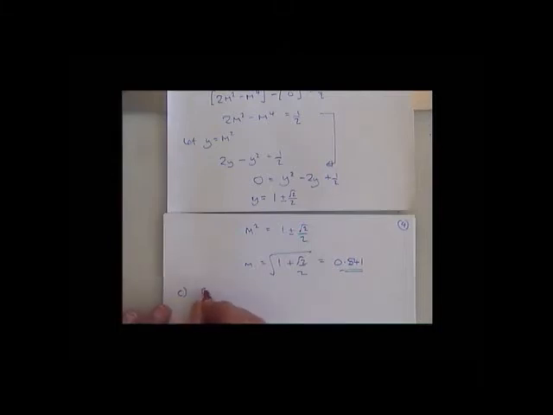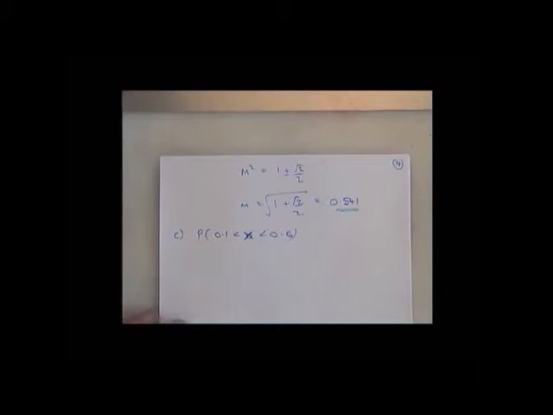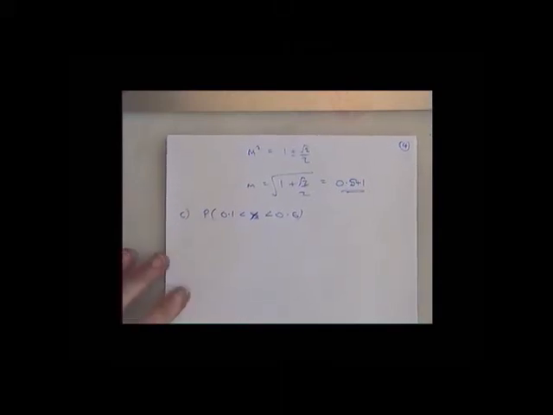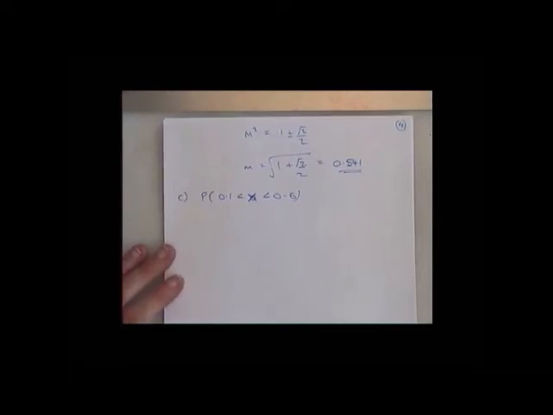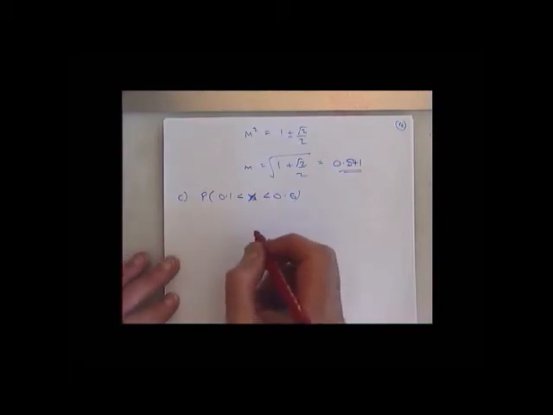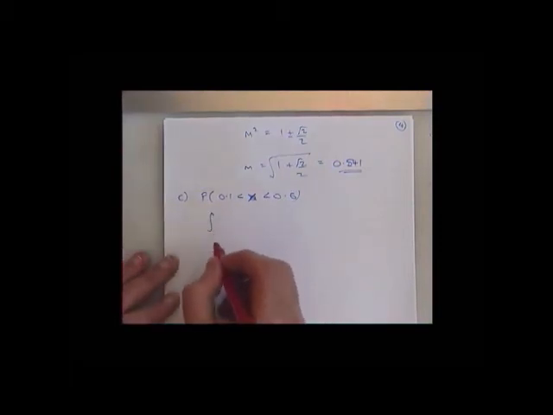So part C was find the probability that x was between, that's x there, 0.1 and 0.6. Is there anybody we haven't heard from? I don't think we've heard from you, actually, have we, Matthew? Matthew, can you tell me how I will work this probability out? It's between these two ranges. You integrate between 0.1 and 0.6. Yep, you integrate between those numbers.